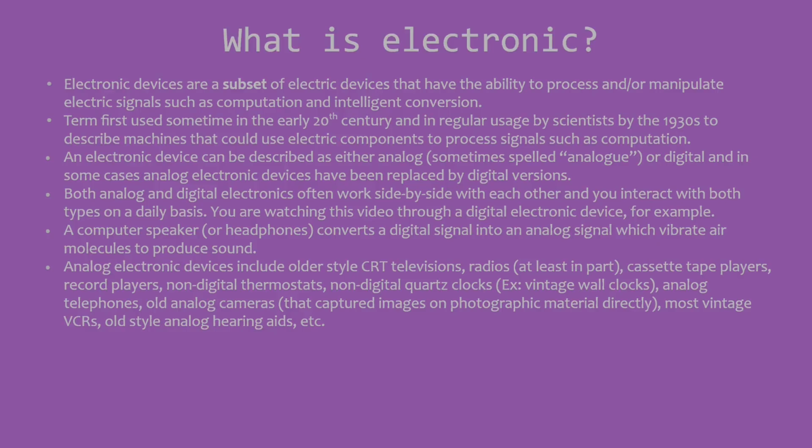Now, an electronic device is basically any electrical device that can process and manipulate electrical signals, tasks such as computation or intelligent conversion. The actual origins of the term electronic are a bit murky. It probably came about in the early 20th century, but by the 1930s, it was a very actively used term by scientists to describe any kind of machine that used electrical components to process signals, such as that was used in computation. An electronic device can basically be described as either analog or digital, and in many cases, they can be both in a lot of ways.